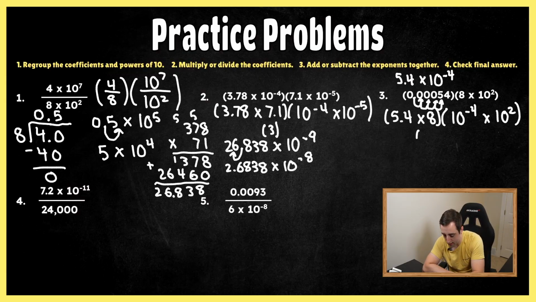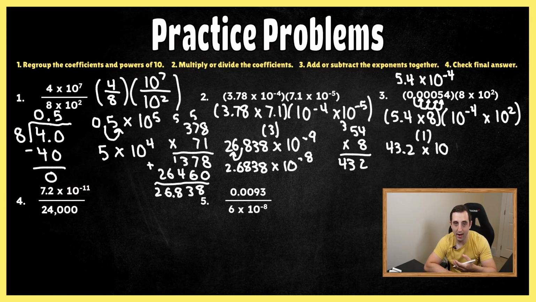So we're going to have a 1 on the side this time. And we're going to do 54 times 8. 8 times 4 is 32. We carry the 3. 8 times 5 is 40, plus 3 is 43. So we're going to have 43 and 2/10 times. For multiplying with like bases, we're going to add our powers. So negative 4 plus 2 is going to give us negative 2.